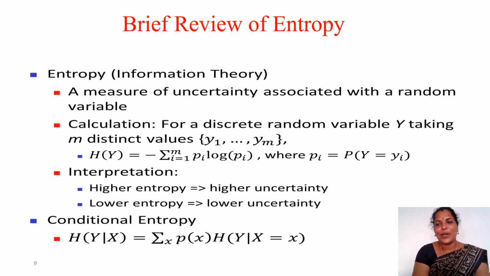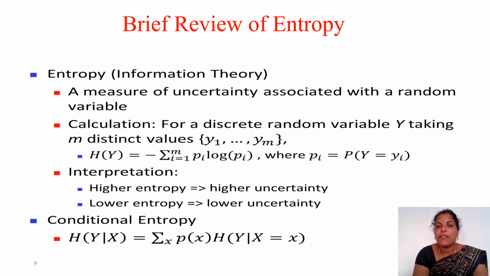So based on that only we are constructing. We need to calculate a value to know what percentage it is uncertain, then we construct a model. How we perform the calculation: for a discrete random variable y taking m distinct values y1 up to ym, H(y) is minus sigma i equal to 1 to m of pi log pi, where pi is the probability of y equal to yi. In the example, it will be clear how we apply this formula.